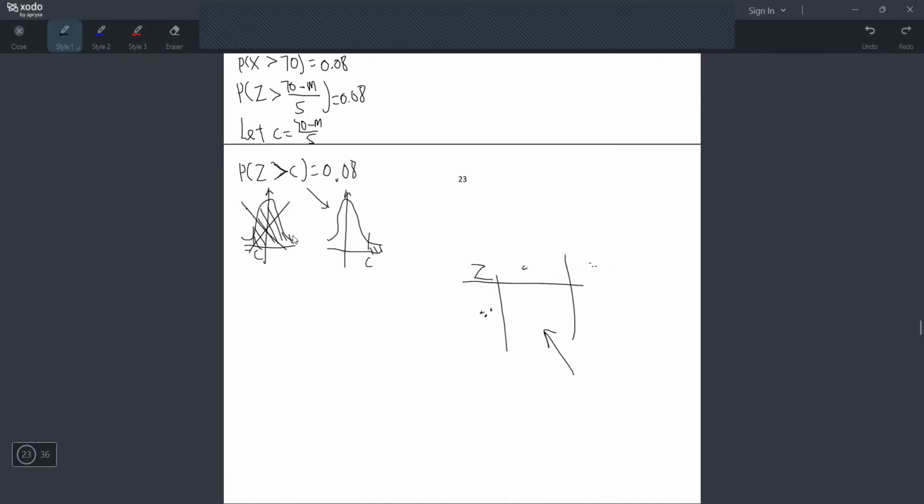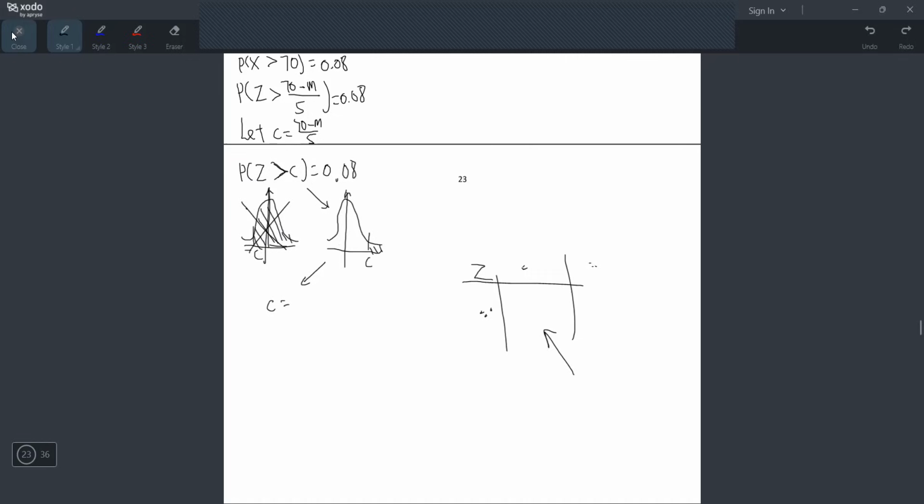This area is more than half already, right? Because the area of half the bell shape is 0.5. So this is wrong. So it means C is positive. And if C is positive, it means I can straight away look at the table already. Because it's already Z bigger than positive, right? It means you don't have to take 1 minus, no need already. Straight away look at the table. But if it's this case, then you have to take 1 minus, if the C is negative, right?